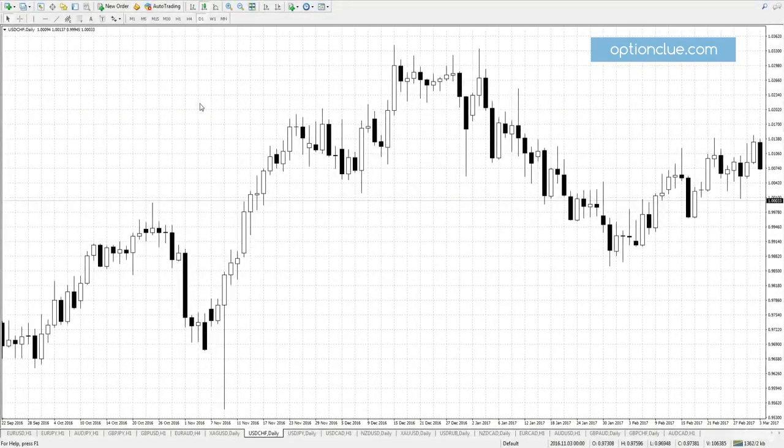Let's consider the following example. Dollar-franc currency pair. We analyze the market state at the beginning of March. The price has been strengthening for a long time. Each new minimum on the chart was higher than the previous one, and this is a classic uptrend.